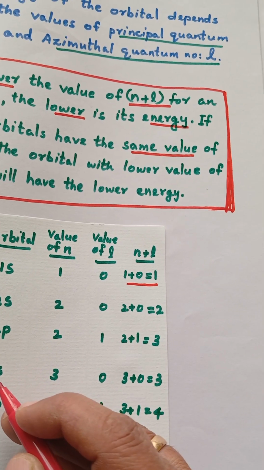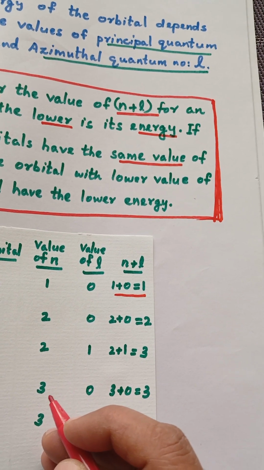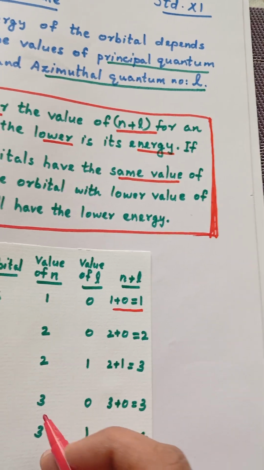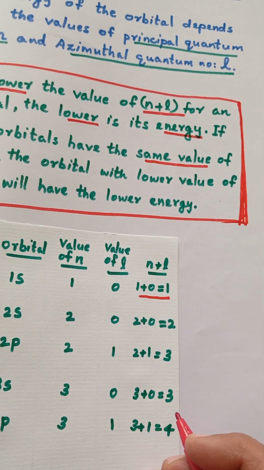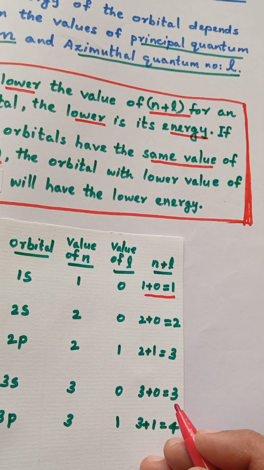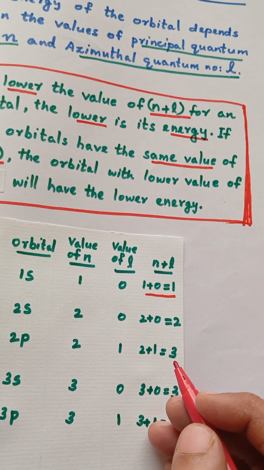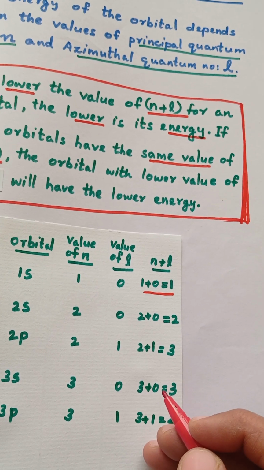In the case of the 3s orbital, the value of n is 3, and the value of L is 0 since it is the s orbital. But then look here, the n plus L value is the same as that of the 2p orbital. But will they have the same energy?